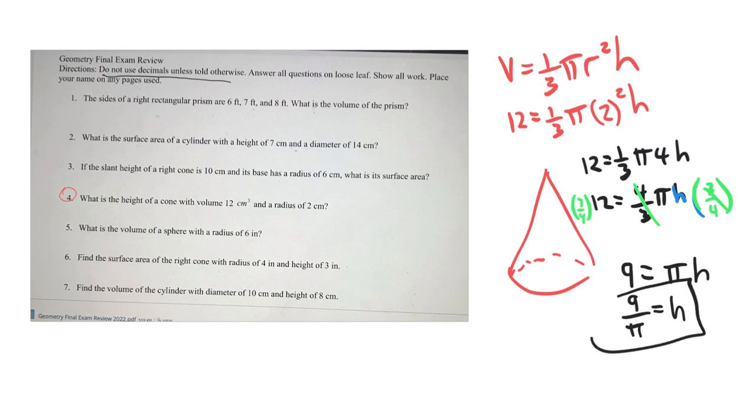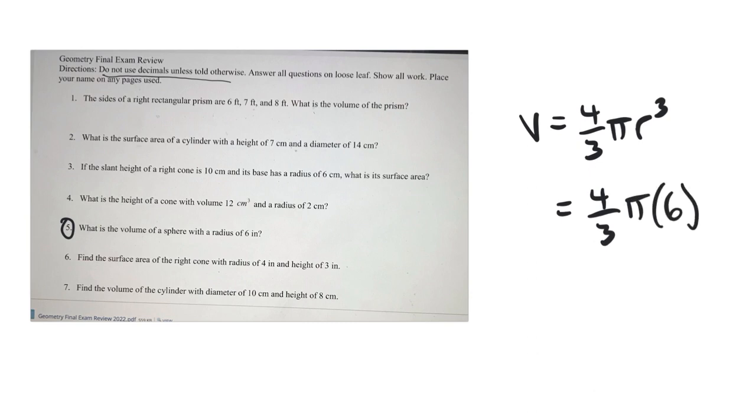Okay, looking at the next one, which is problem number 5. Problem number 5 says, what is the volume of a sphere with a radius of 6? So the volume of any sphere is going to be 4/3 pi r cubed. So all you have to do is plug in 6 for r, and then you're good to go. Okay, so we have 4/3 pi. 36 times 6 is 108, I believe. So then that's going to turn out to be 144 pi. Okay, so that's how you do that one.